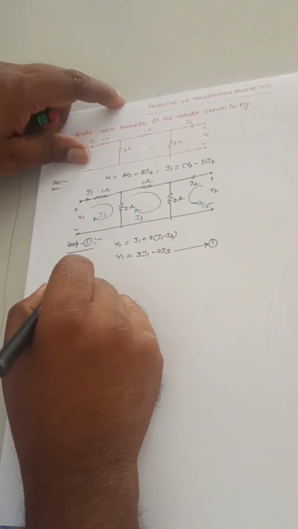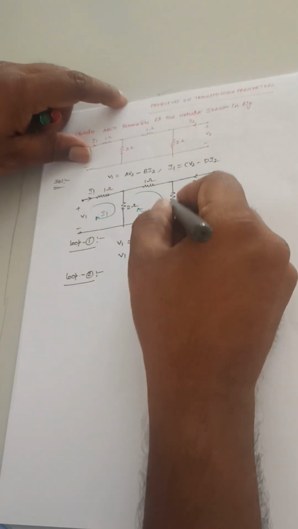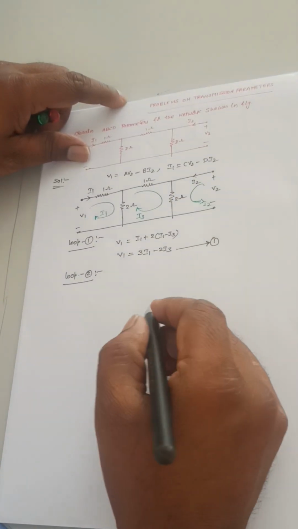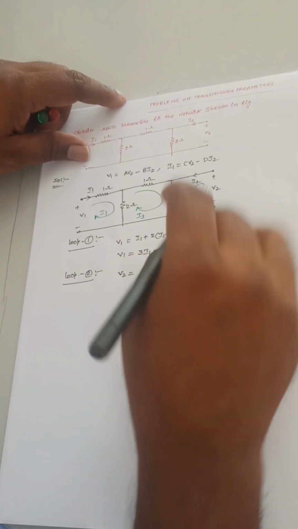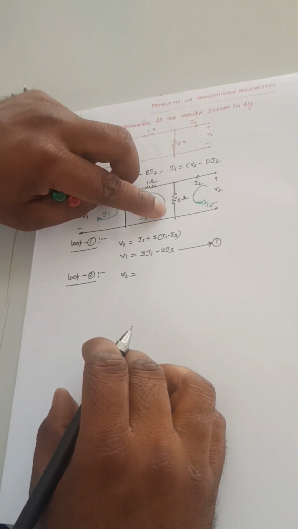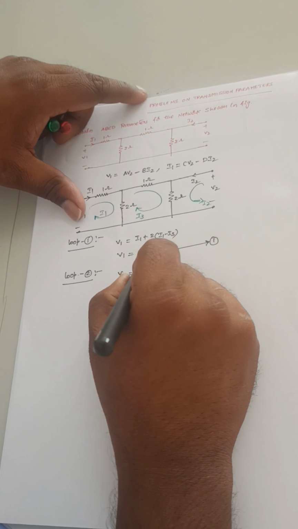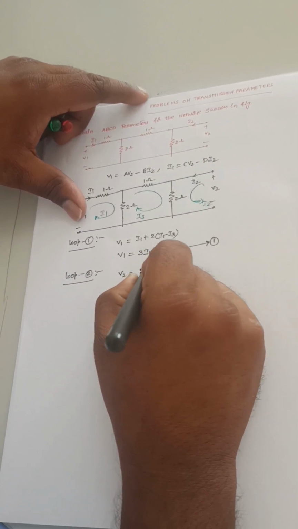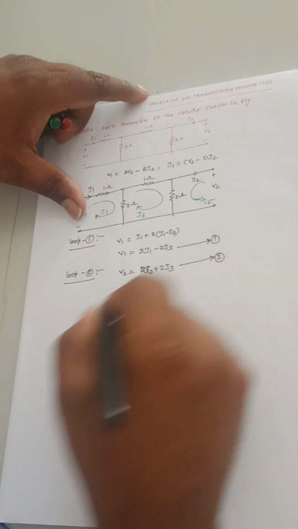Now for loop 2, let us consider this as loop 2. This V2 is equal to this voltage. So the current flowing through this loop is I3 plus I2. So it is 2 into I2 plus 2 into I3. So now it is equation number 2.